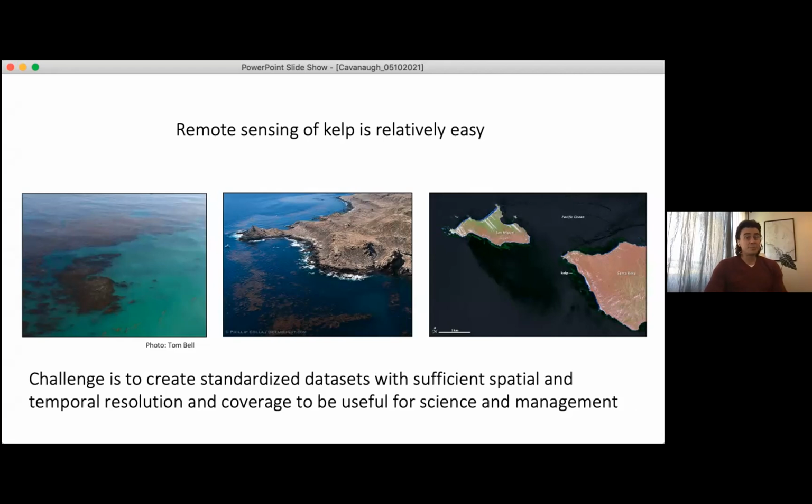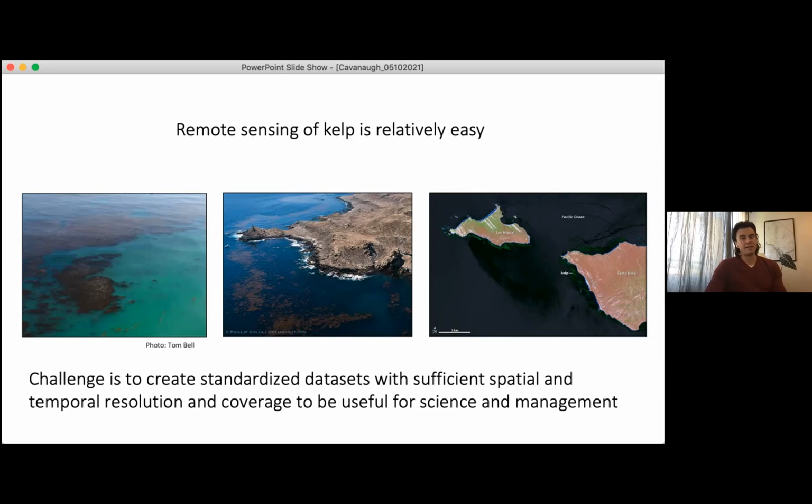It's pretty easy to observe kelp from the air or from space even. Giant kelp and bull kelp, these canopy-forming kelps, create a floating canopy that's really easy to distinguish from water. It looks brown or reddish brown to the naked eye. If you have a sensor that can pick up near-infrared reflectance, it looks even brighter.